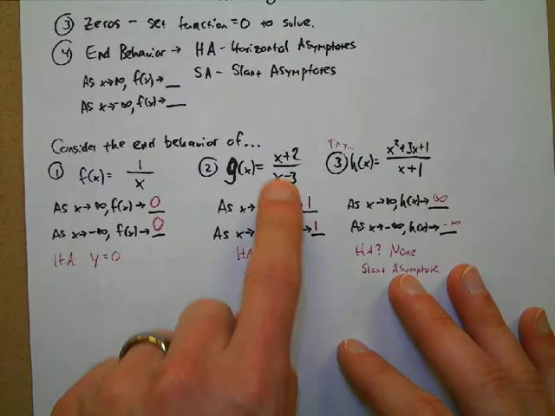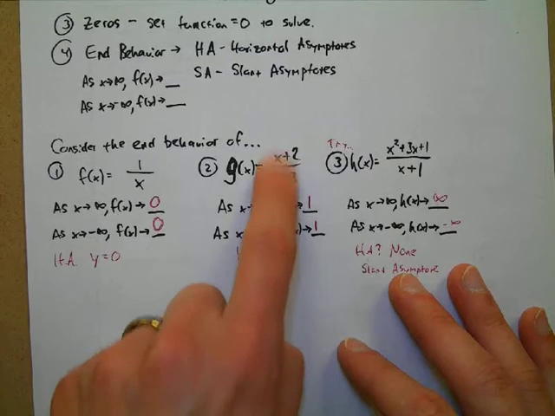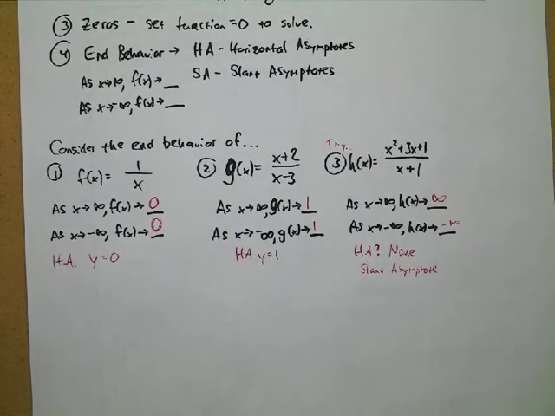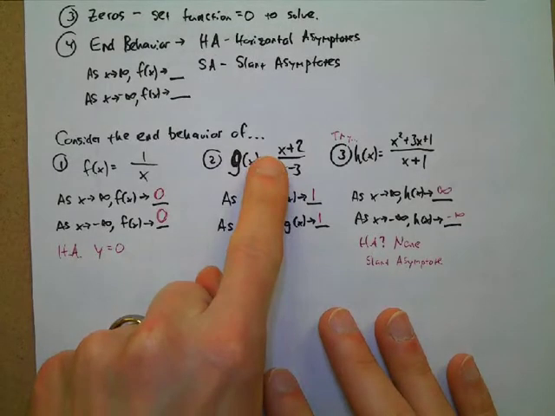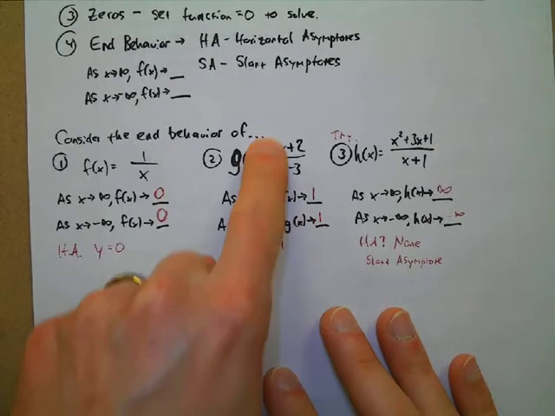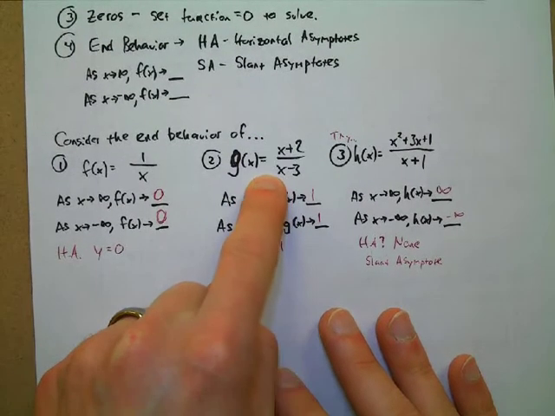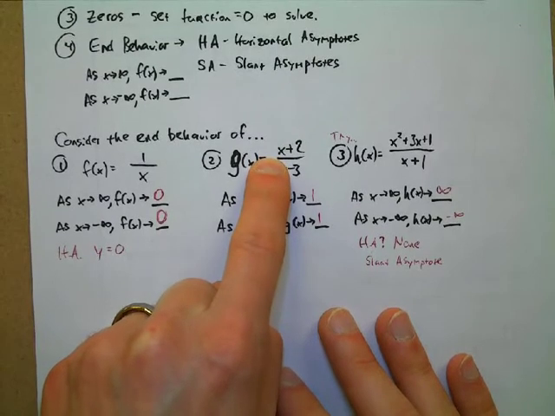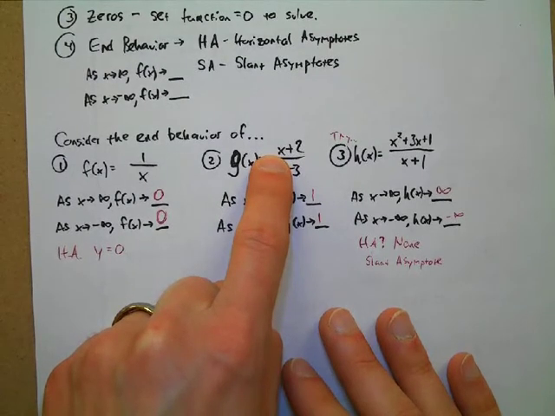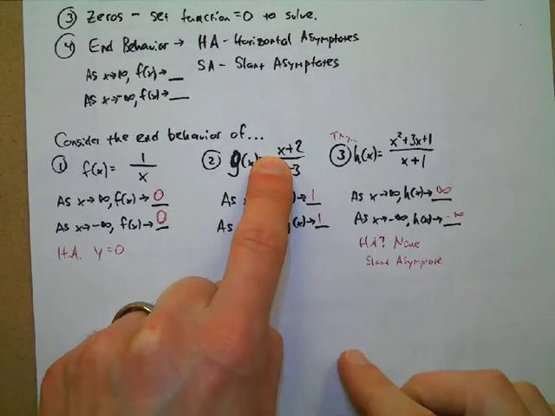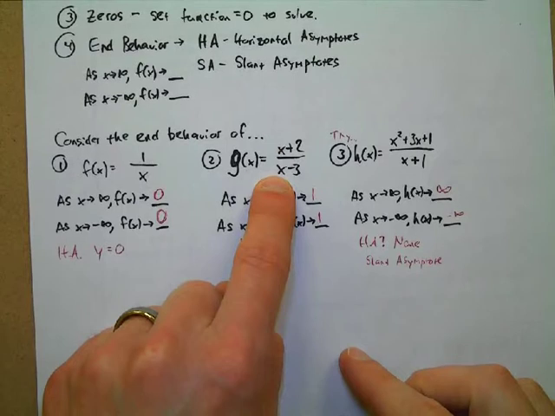For the second one, how do the degree of the top and the degree of the bottom compare? They both have degree 1, so they are the same degree. When you have the same degree, and we'll talk about what happens there, the end behavior is actually the ratio of the lead coefficients. So what's the lead coefficient for the top polynomial? What number could I put out front? 1, right? What's the lead coefficient for the bottom polynomial? So it's 1 over 1, and that's why we get 1 here.